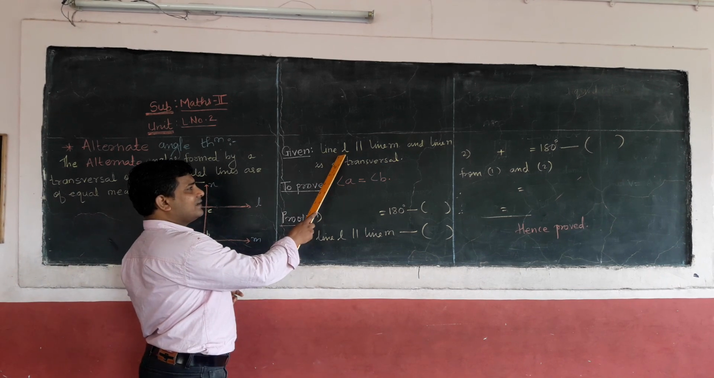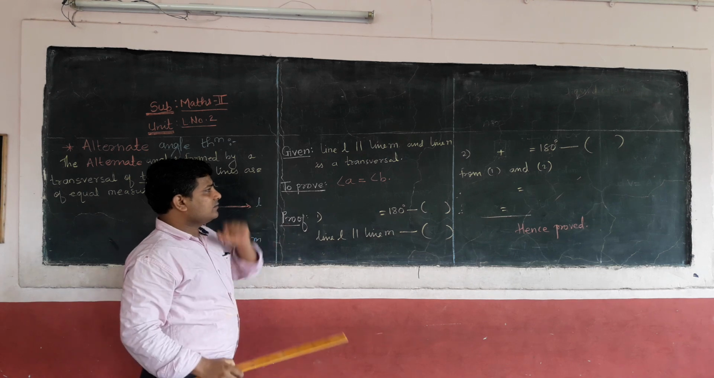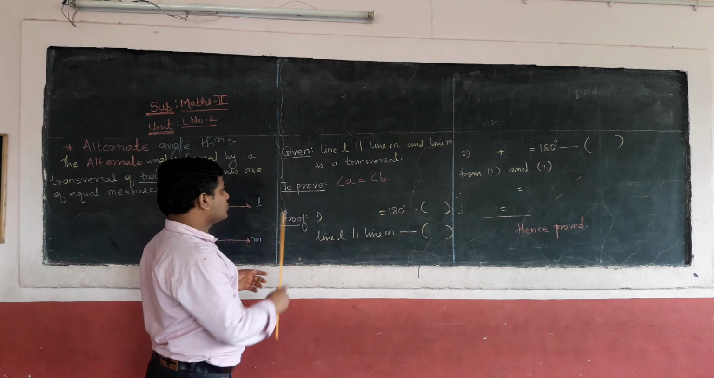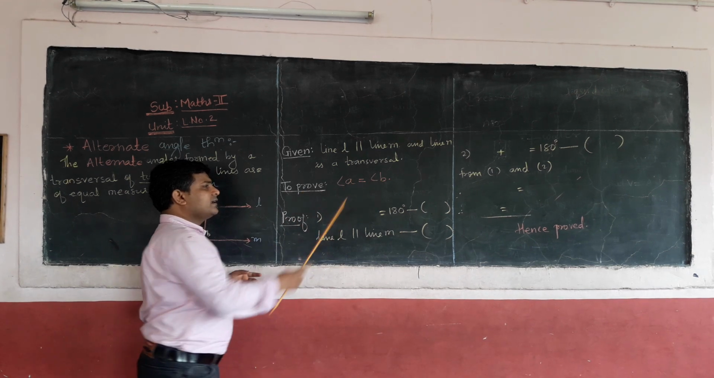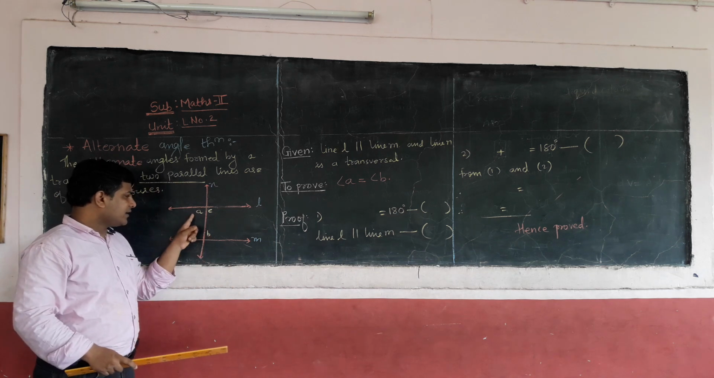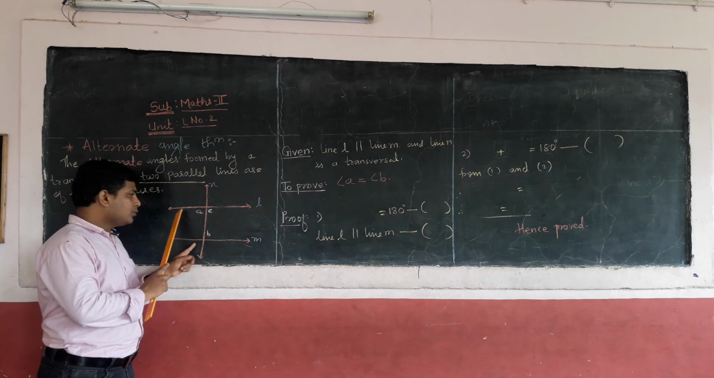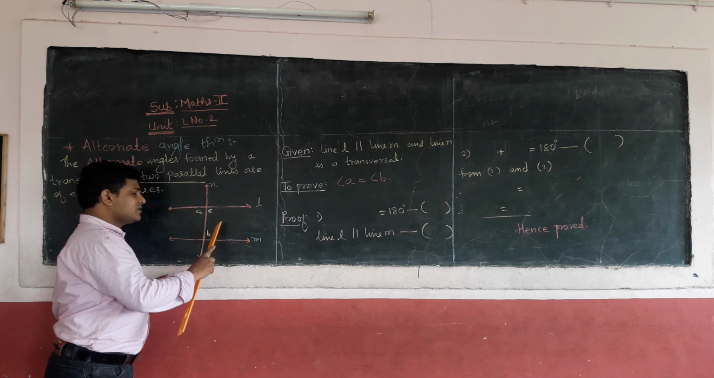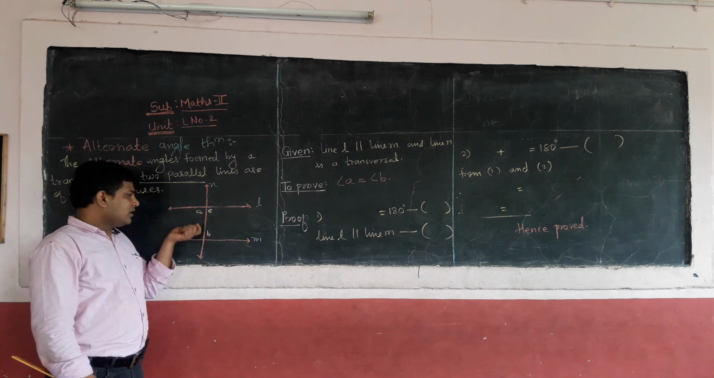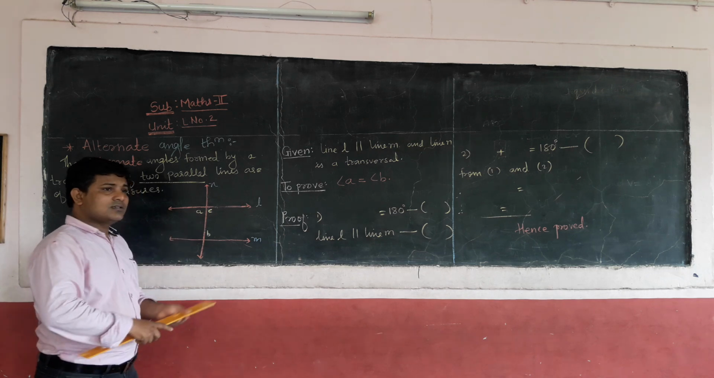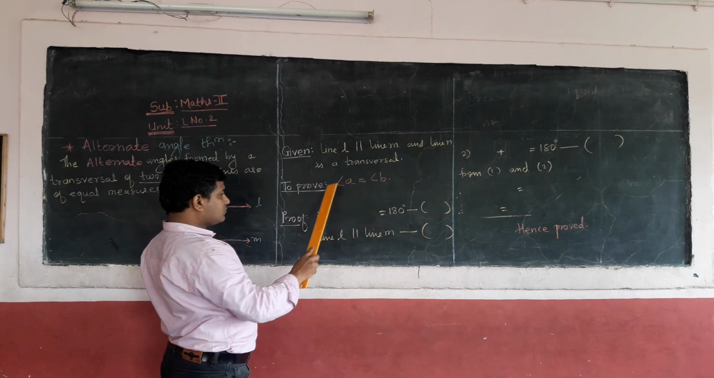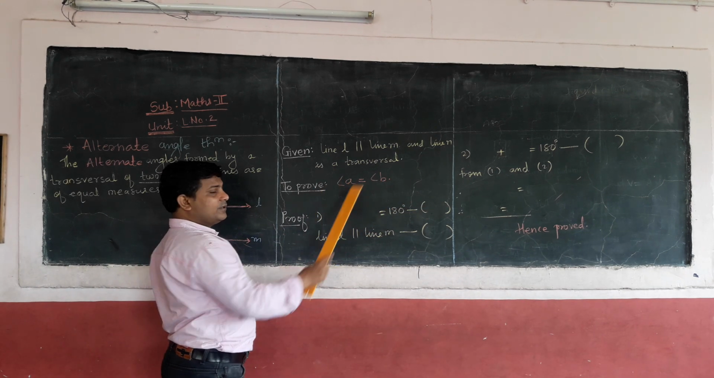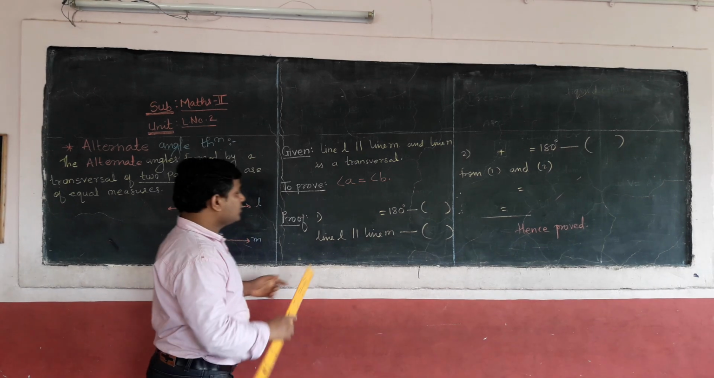What is given? Line L is parallel to line M and line N is a transversal. What are we going to prove? Angle A and angle B are of equal measure. Here angle A and B are the alternate angles. How to identify whether it is an alternate angle or not? Look at the letter Z. The angles formed at the corners of the letter Z are called alternate angles. Then we are going to prove that angle A and angle B are of equal measure.